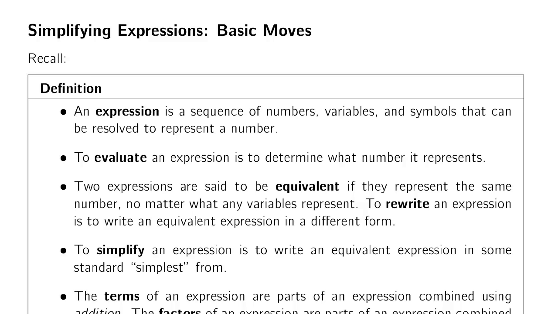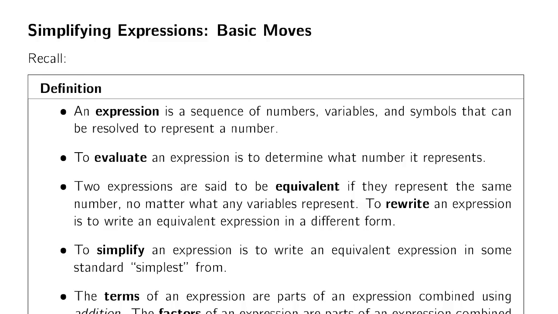The biggest way that we make use of the properties of real numbers when we're doing algebra is to do what's called simplifying an expression. So let's recall what this means. An expression is something we write that represents a number. It can have numbers, it can have variables, it can have symbols for operations. Any sequence of symbols that represents a number, that's an expression.